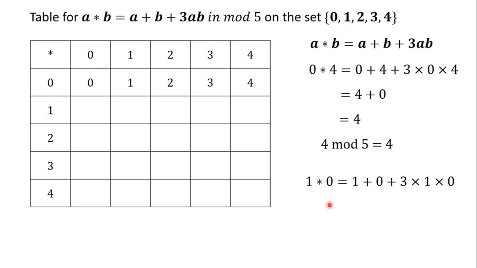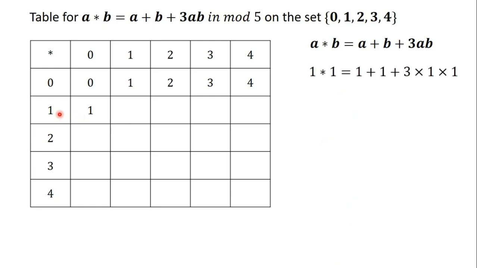1 star 0. 1 star 0 will be equal to 1 plus 0 plus 3 times 1 times 0. And this will be equal to 1 plus 0. 1 plus 0 is 1. 1 in mode 5 is 1. The next one is 1 star 1. 1 star 1 is equal to 1 plus 1 plus 3 times 1 times 1. And this will give us 2 plus 3. 2 plus 3 is 5. 5 mode 5 is 0.